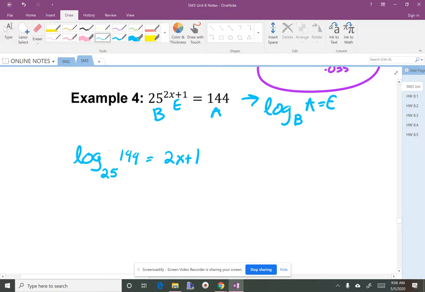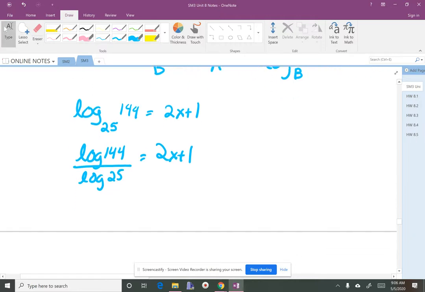If you remember from our last one, we're going to have to use the change of base formula, so we're going to use a calculator. We get log of 144 over log of 25 equals 2x plus 1. I get a calculator out and figure out what that is. Log of 144, make sure I close my parenthesis, divided by log of 25. And that's about 1.544 equals 2x plus 1.